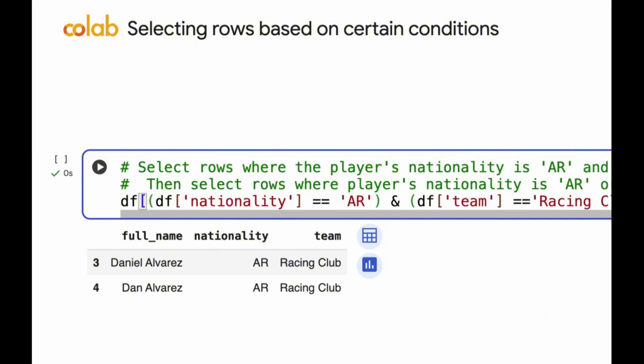Now that's one thing we can do to select records based on two conditions, or maybe we can do this. Maybe we can replace the and symbol by this separation symbol. It means either or, right? So this time I will select conditions, either the nationality is AR or the team is racing club. Let's see how it goes.